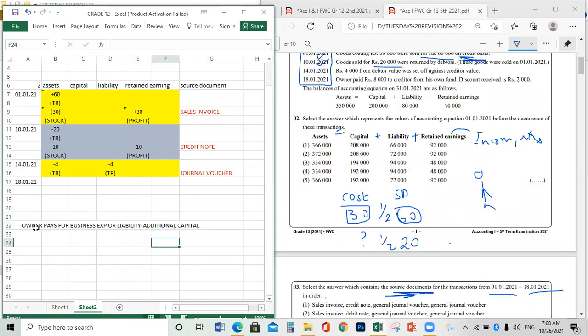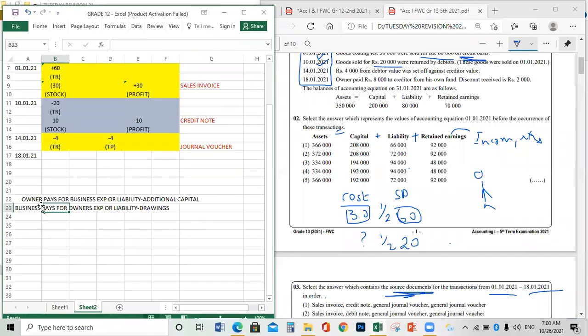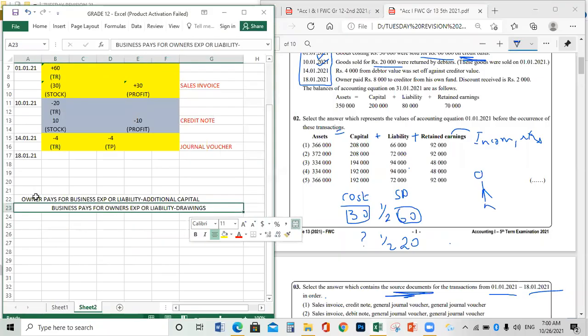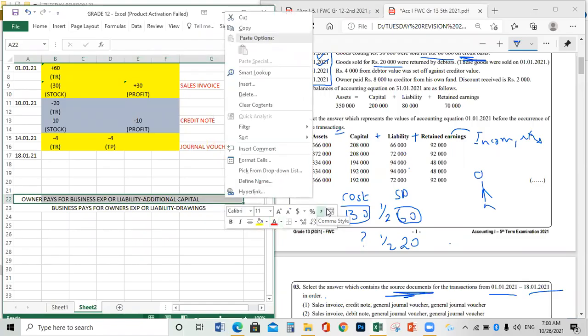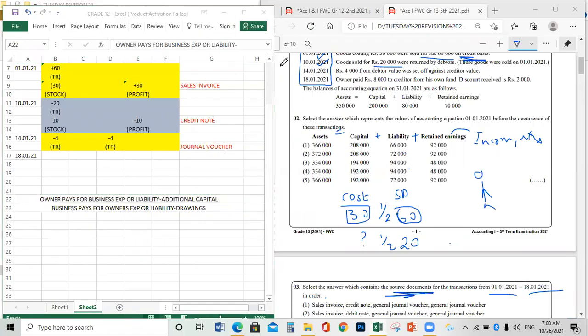Okay, so then guys, next one, if the business pays for the owner's personal expense or liability, this is what you call drawings. I hope you all understood the difference. When business is paying for owner, it's drawings. When owner is paying for business, it is additional capital.